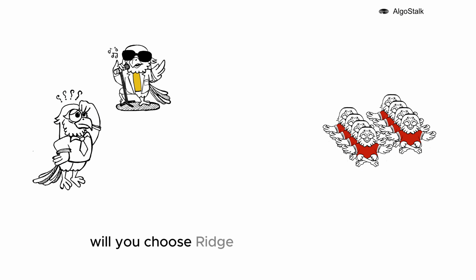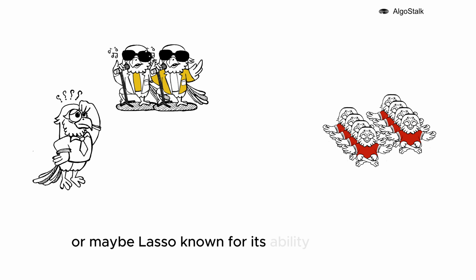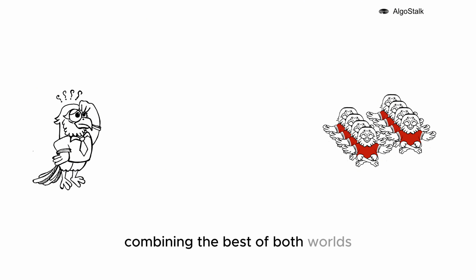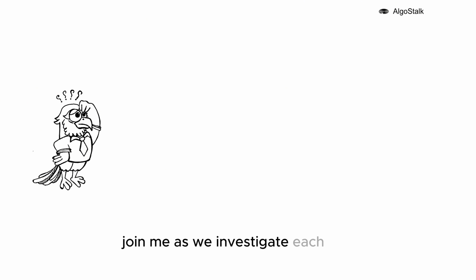Will you choose Ridge, with its smooth moves? Or maybe Lasso, known for its ability to trim the fat? And what about the mysterious Elastic-Net, combining the best of both worlds? Join me as we investigate each tool, uncover their strengths, and discover when to use them. Grab your magnifying glass, and let's dive into the world of regression together.